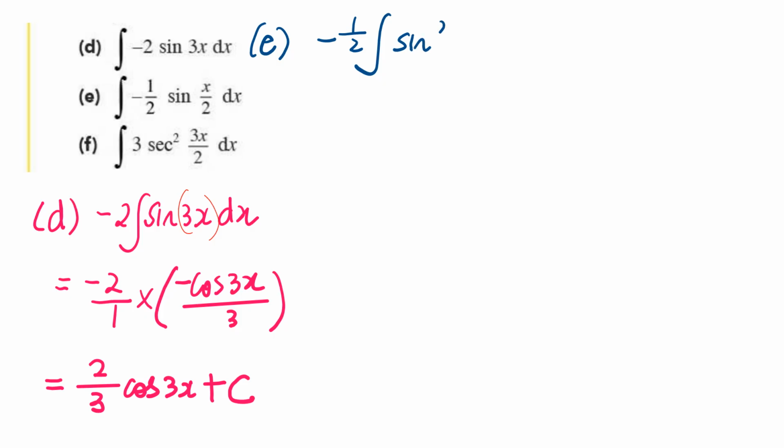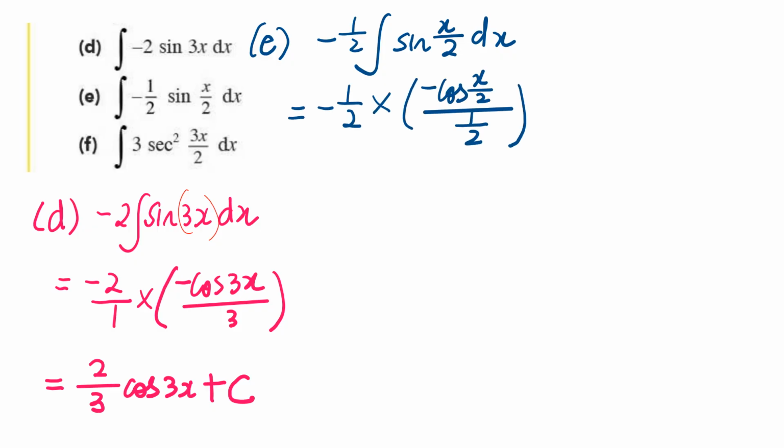Let's move on to part E. Pull out negative half. Integrate sine x over 2 will give you negative cos x over 2. Divide by half. Okay, because when you differentiate x over 2, you can actually write it as half x. X over 2 has the same meaning as half x. X over 2 is just half times x over 1, which actually just gives you half x. So you differentiate half x, you get half.